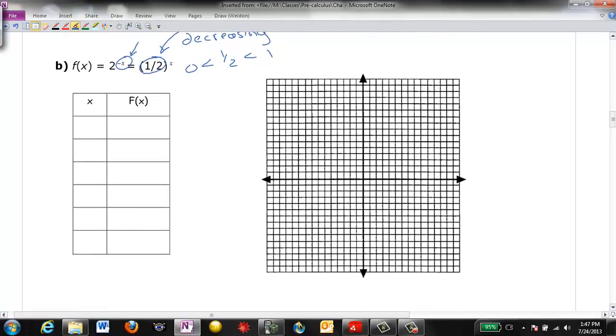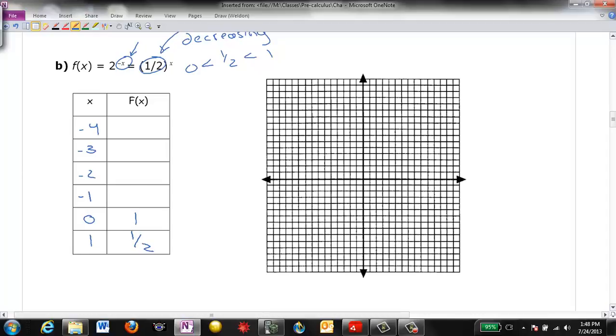All right, so let's go ahead and start filling in our table. I'm going to pick some values. I'm going to go a little bit backwards, so I'm going to start down here. I'm going to say 0, 1, -1, -2, -3, -4. Because it's decreasing, as x gets bigger, f of x should be getting smaller. Okay, so I know that anything raised to 0 is 1. Anything raised to the first power is going to be itself. So I'm going to get 1/2 here.